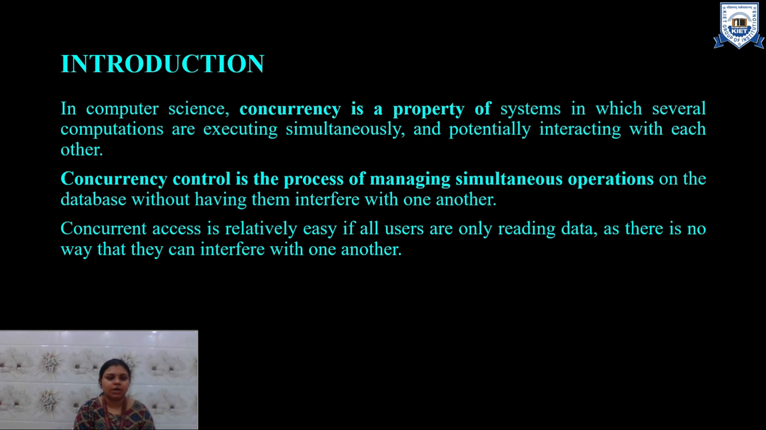So coming to the introductory part, in computer science, concurrency is a property of systems in which several computations are executing simultaneously and potentially interacting with each other. Also, concurrency control is a process of managing simultaneous operations on the database without having them interfere with each other. Concurrent access is relatively easy if all users are only reading data, as there is no way that they can interfere with one another.